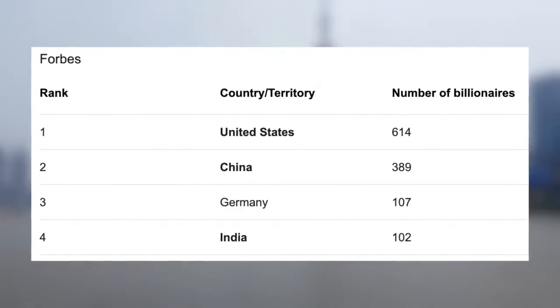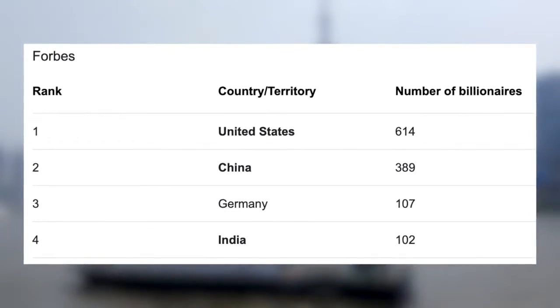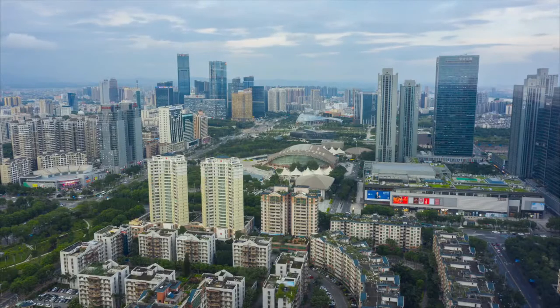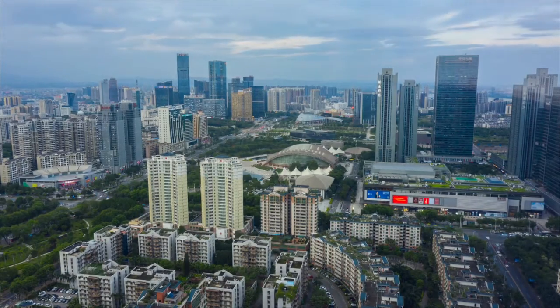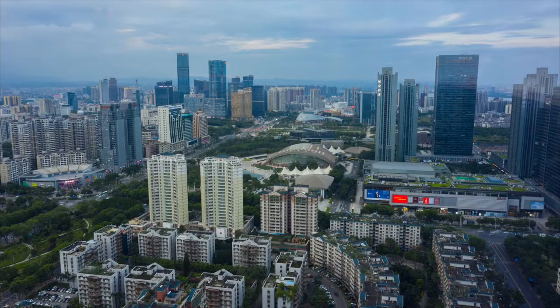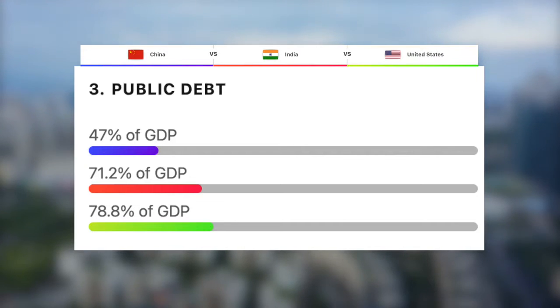China and India have the second and fourth most billionaires in the world, with 389 and 102 respectively. And finally, for economy, let's look at debt. This is a percentage of their GDP which is owed in national debt. The higher here, the worse it is. So China takes the easy win here with 47%, followed by India with 71%, and then the US with 79%. So China is clearly investing in the right places and looking to be as self-sustaining as possible.